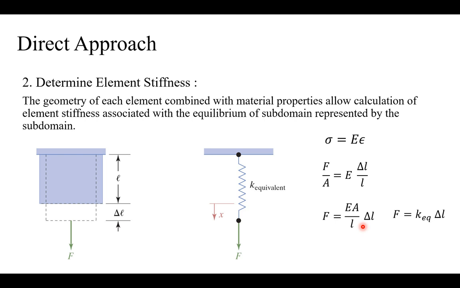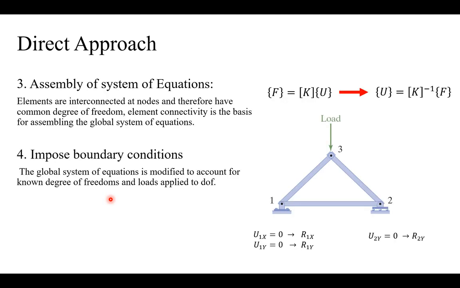And if I compare it with the spring equation, which is F equals K delta L, I know that my equivalent stiffness is E times A over L, where E is the elastic modulus, A is the cross-section, and L is the original length. So if I break this model into different elements, if the material is the same, E would be the same, but the cross-section would be different, or the length would be different. If you have the same equidistant elements, then L would be the same as well.